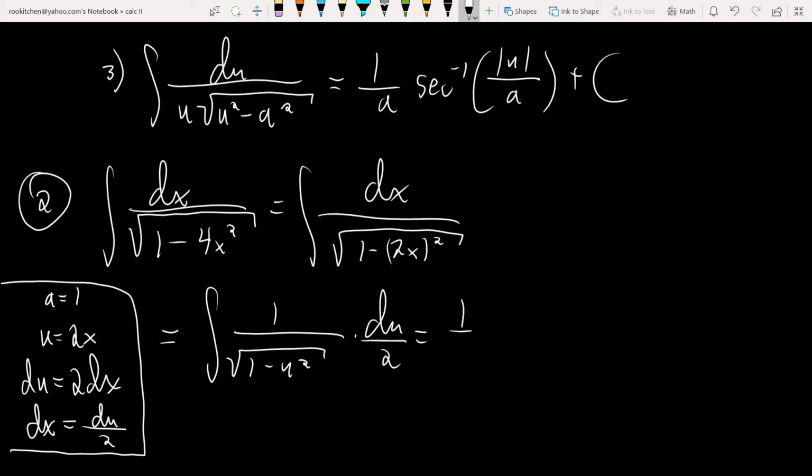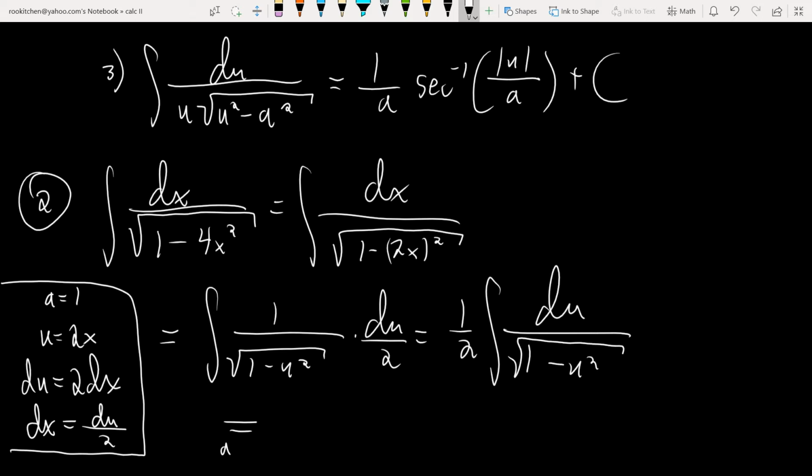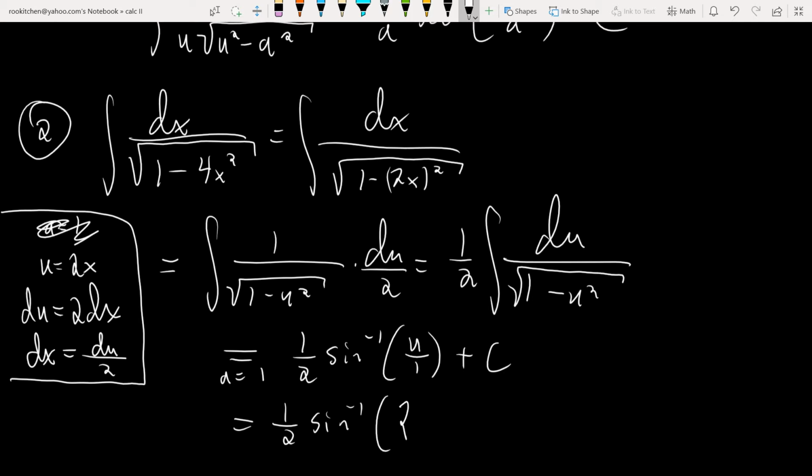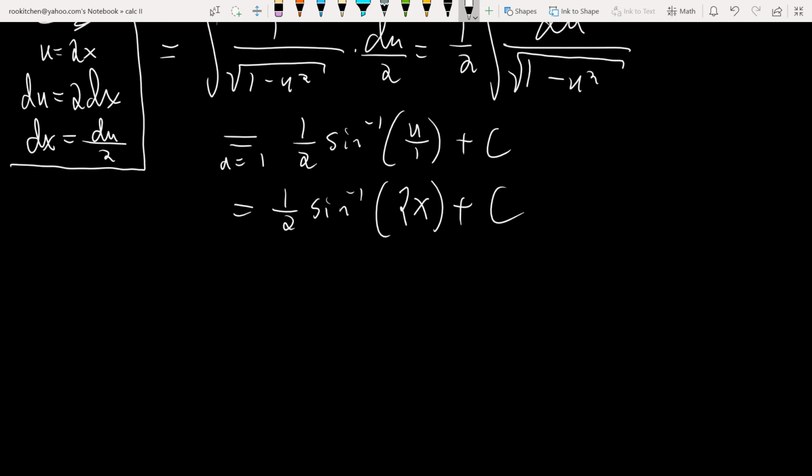We can factor out 1/2. And we have it in the form of the sine inverse, where in this case the a value, sometimes it's better just to wait to identify the a value. The a value is 1, so we have 1/2 times sine inverse of u all over a plus c, and then back sub 1/2 sine inverse of u, which is 2x, over 1, which is just 2x, plus c. Okay, let's keep on moving, right?